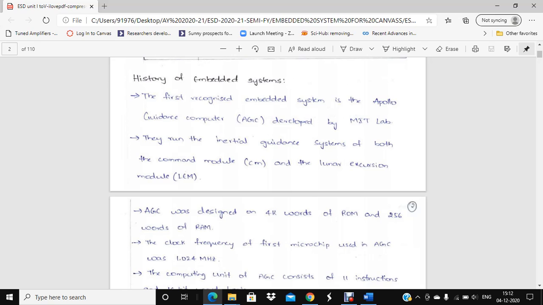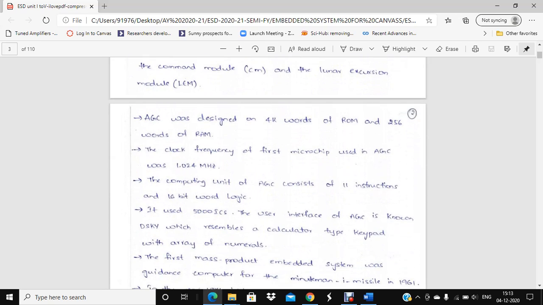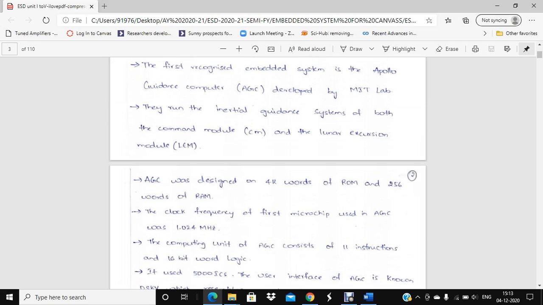ROM means read-only memory, and 256 words of RAM is used, where RAM means random access memory. Then the clock frequency is 1 megahertz. Then a 16 word logic was used, and this is the first AGC embedded system, the first embedded system we can see.